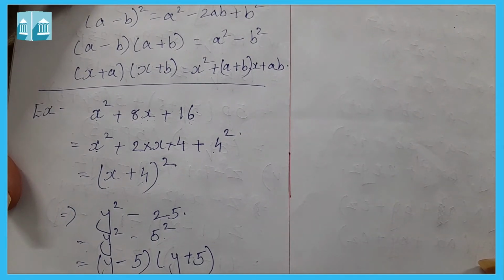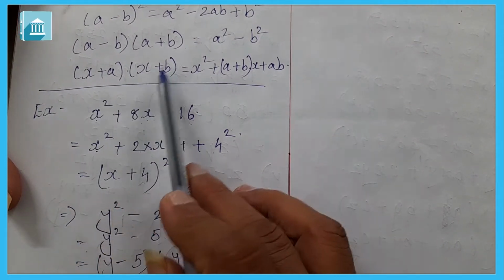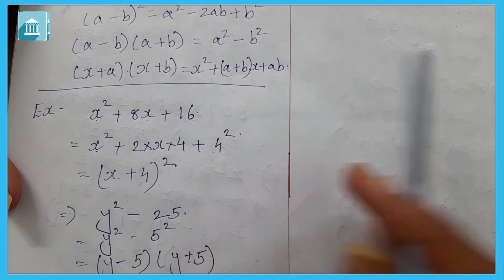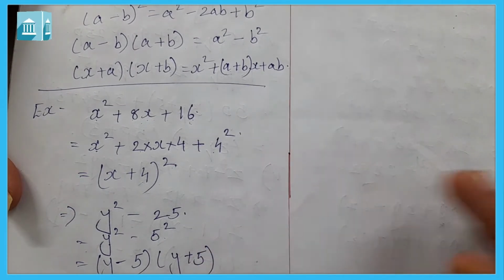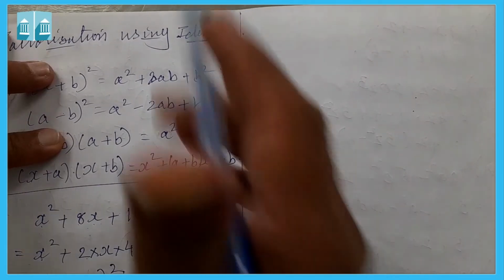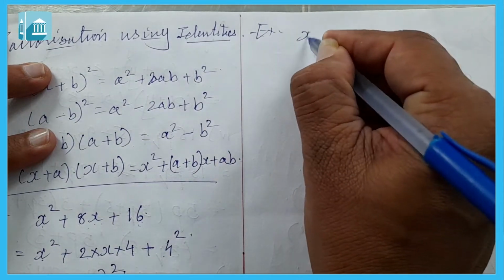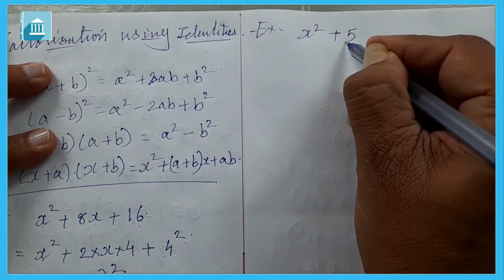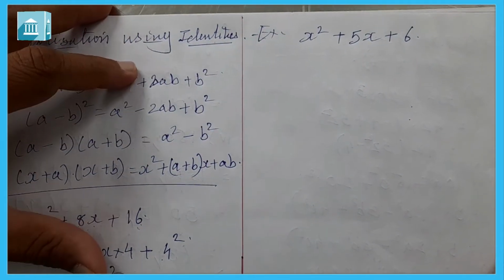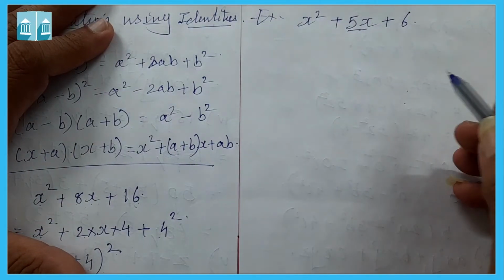Now for this one, (x plus a) into (x plus b), here we can see we split the middle term in such a way that we get a plus b and a into b. Let us see one example of this. Suppose x square plus 5x plus 6. Now we have to see this middle term. We have to split the middle term.